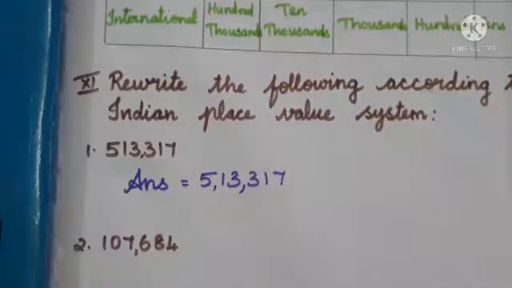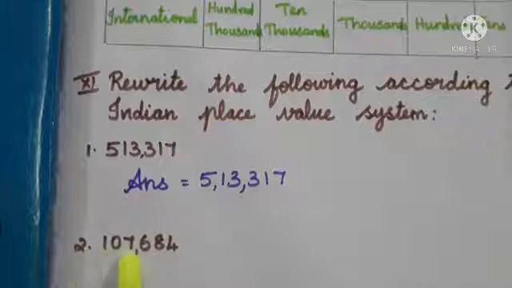So next problem we have, what are the digits we have? 107684. This is in the international system. We want to rewrite this number into the Indian system. So how can we read this number in the international form? This is ones, tens, hundred, thousand, 10,000, 100,000. So 100, 7,000, 100, 7,684.